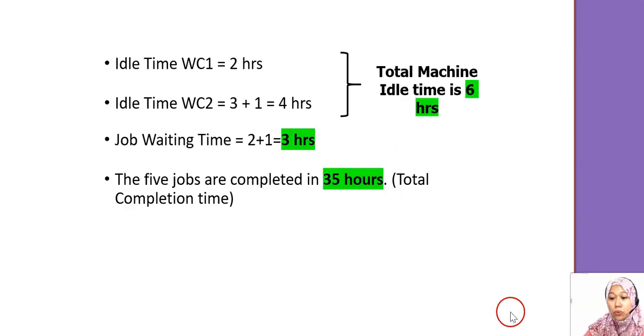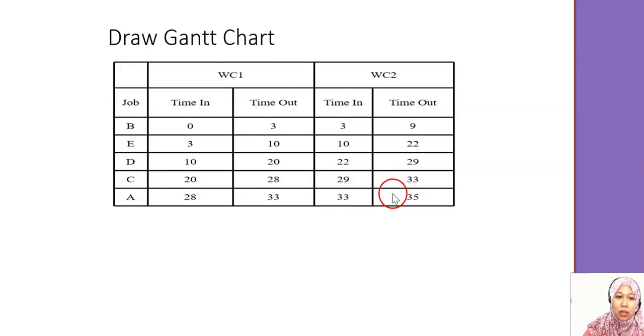Okay, now we're going to summarize. So we have calculated that machine 1 has idle time of 2 hours, machine 2 has idle time of 4 hours, so the total machine idle time is 6 hours. And then for job waiting, we know that it's 3 hours and the 5 jobs are completed in 35 hours, okay, which we get from the last number in the in and out table because it shows us the completion time.